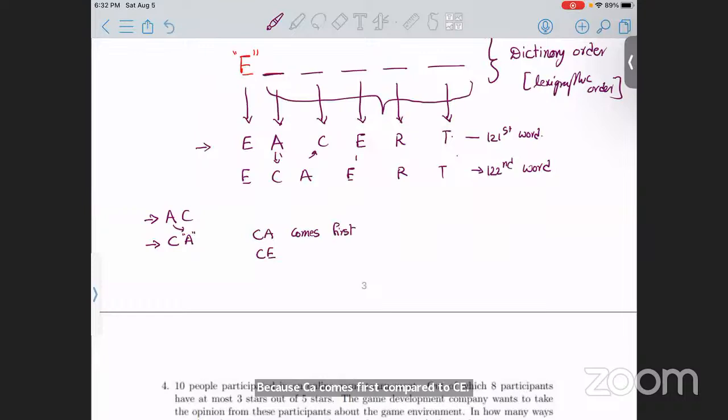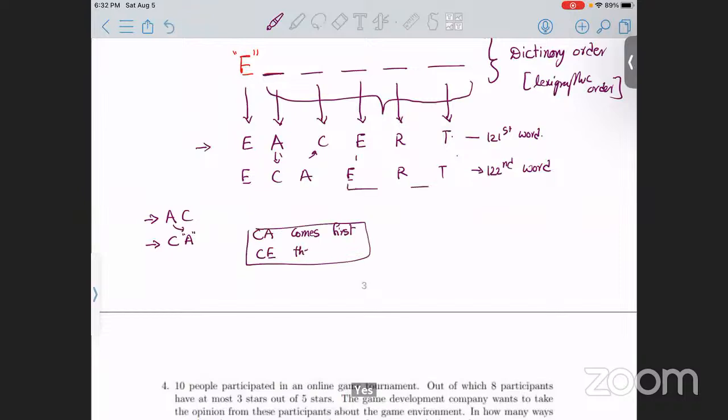Are you getting the point? Yes, sir. And then CA. Okay, so CA and all these last things remain the same. Okay, clear? Yes, sir.